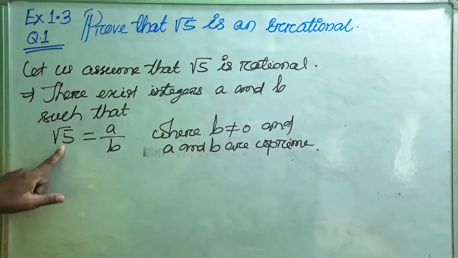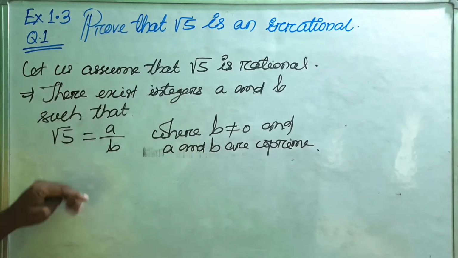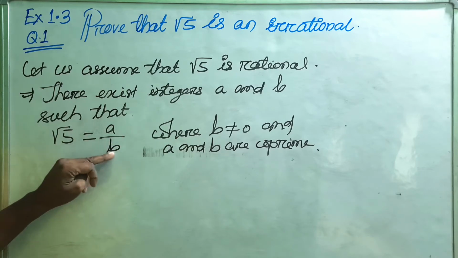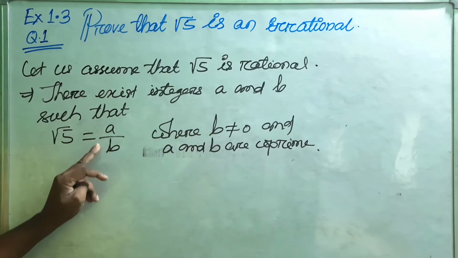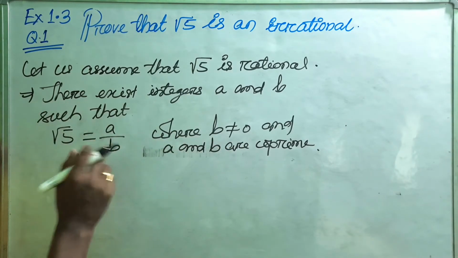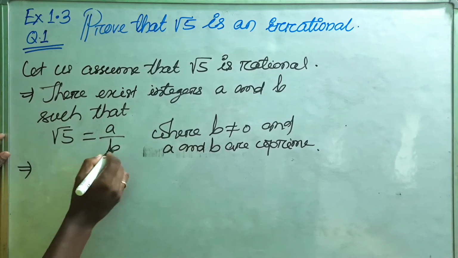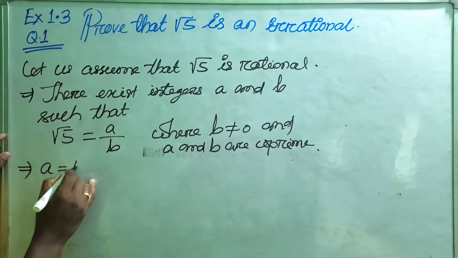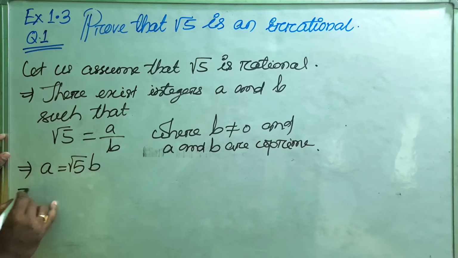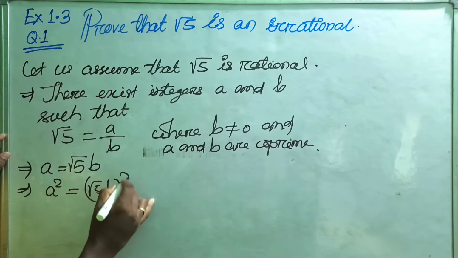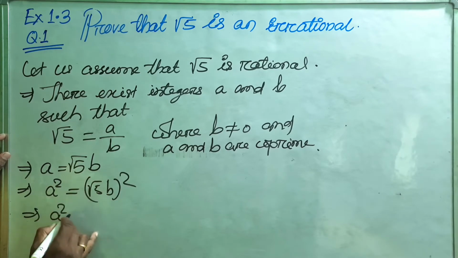So since root 5 is a rational number, as we have assumed here, it can be expressed in the form a by b, where b must not be 0, and a and b must be co-prime. That means they should be divisible by 1 only. Now if we bring this to this side, it becomes a is equal to root 5 b. Now take the square on both sides. This implies a square is equal to 5b square.